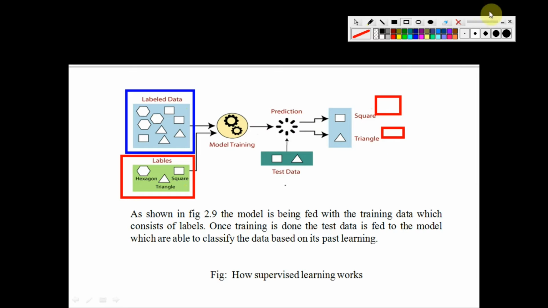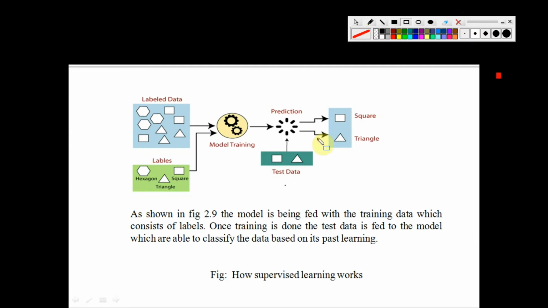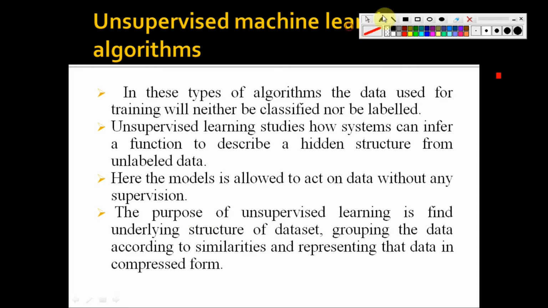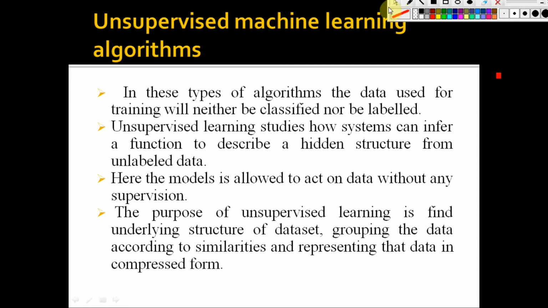So this is the simplest type of machine learning algorithm. In the figure shown, the same explanation has been written, no need to repeat that, right? Now let us move ahead and discuss another one, that is unsupervised machine learning.